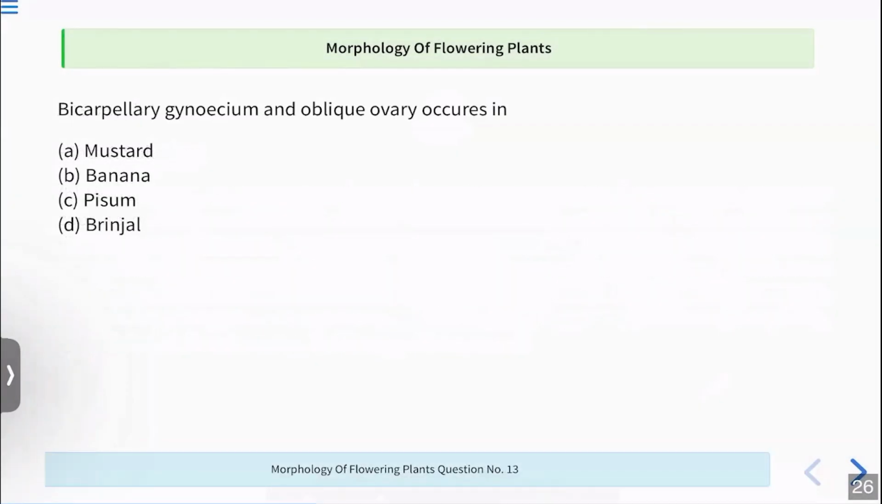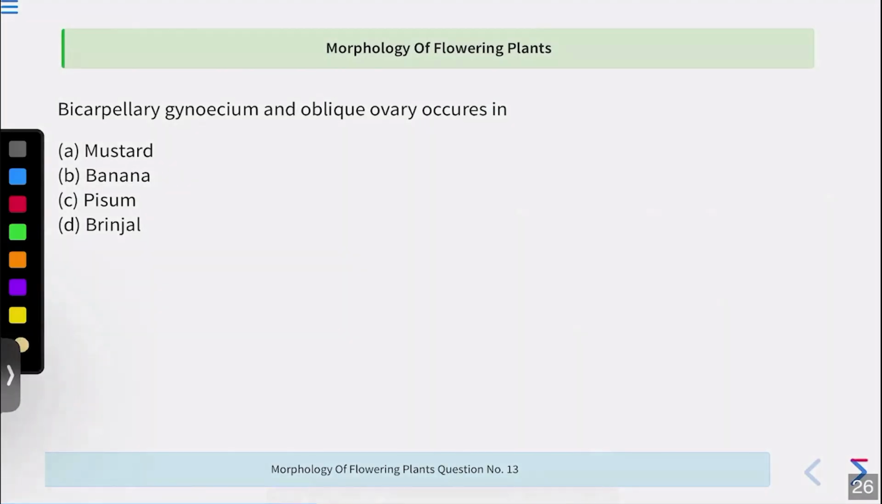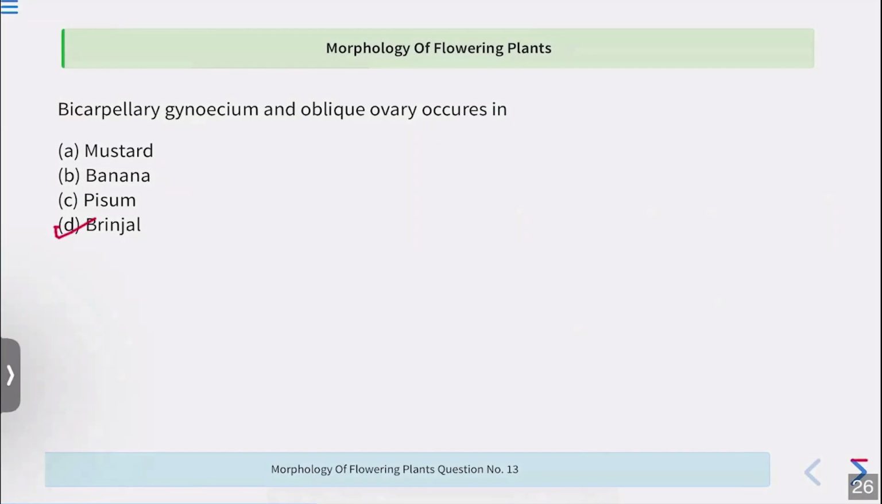Bicarpellary gynoecium and oblique ovary occurs in... Now again, it points to Solanaceae. The answer should be brinjal.